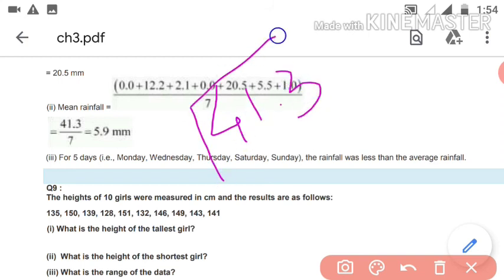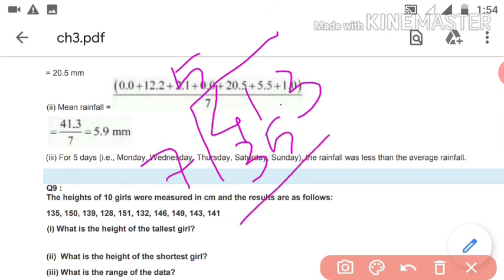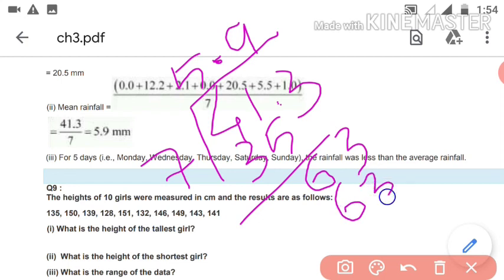41.3, you have to divide by what? 7. Now 5 times it will go. 7 fives are how much? 35. Now if you subtract, you will get how much? 6, isn't it? Now the point is here, so this point will go where? This point will come up. It will become 5 point. Now 3 will come down. Now 7 nines are how much? 63, isn't it? So it will go how many times? 9 times. 7 nines are 63. So the remainder is how much? 0. So the answer is how much? 5.9 millimeters. So the mean rainfall is 5.9 millimeters.